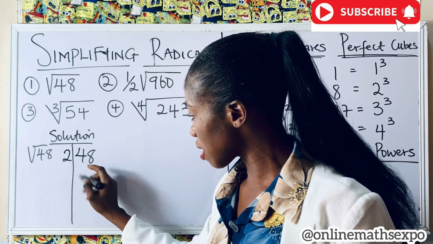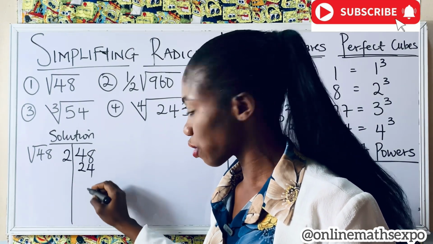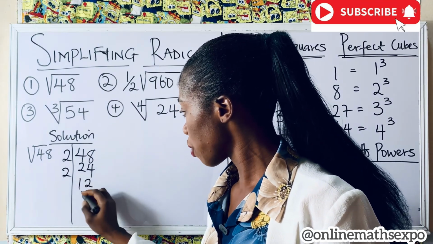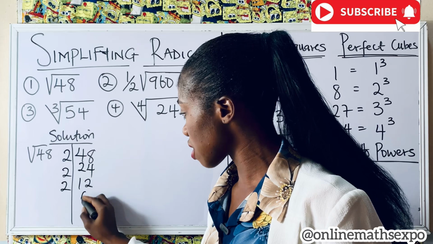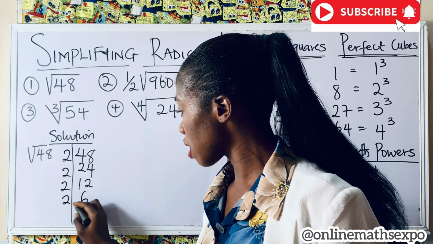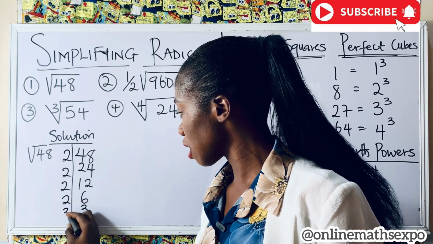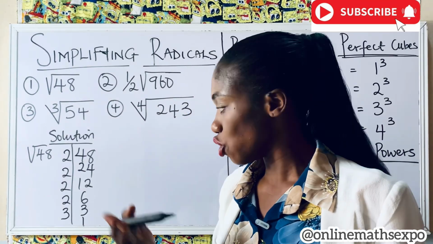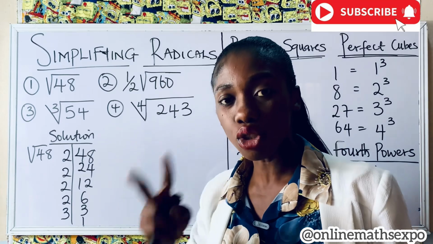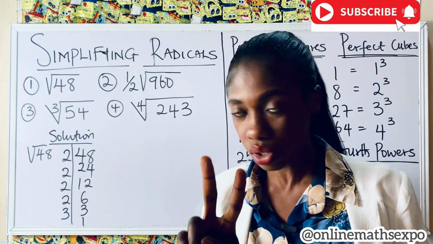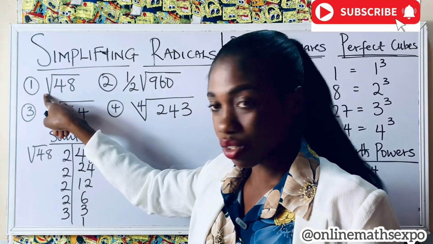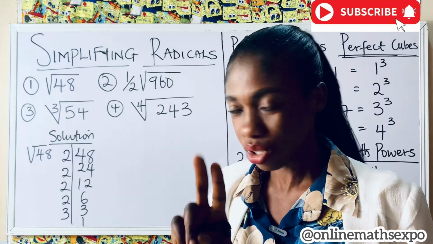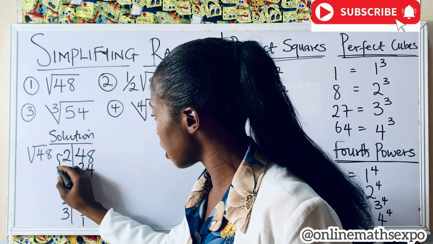And when 2 divides this, it gives you 24. 2 divides again gives us 12. 2 divides will still give us 6. 2 divides will give us 3. And 3 will divide itself to give us 1. At this point, you are done dividing. You are going to collect it in 2's because what you have there is square root. So you are going to get them in 2's. So in that case, I'm going to collect this in 2's.